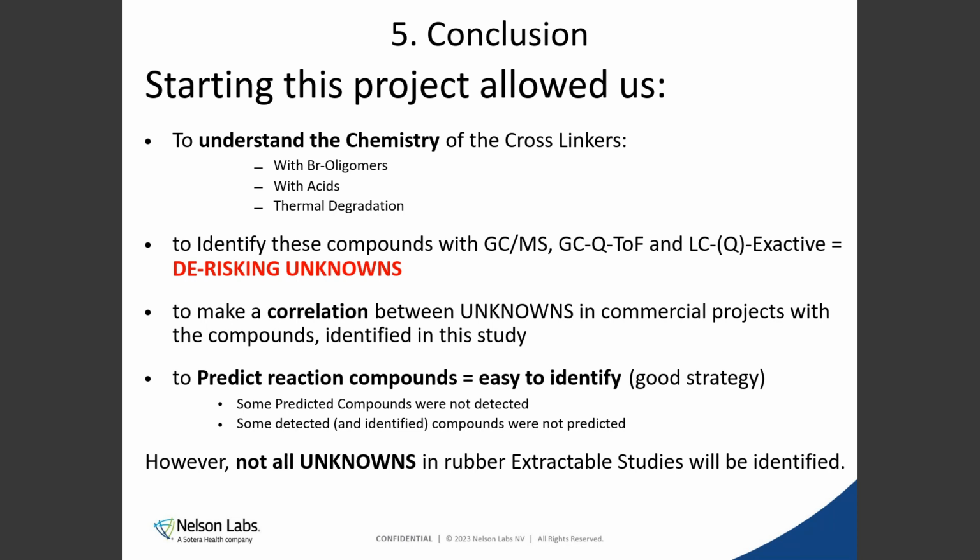Okay. We further could prove, as in the last slides, that we could make the link between the unknowns in commercial projects and those compounds in the study, meaning we had made a proof that way, and that our strategy to find and identify further compounds was a good strategy that would work for other compounds as well. However, there are still many unknowns in rubber extractable studies that need to be identified.